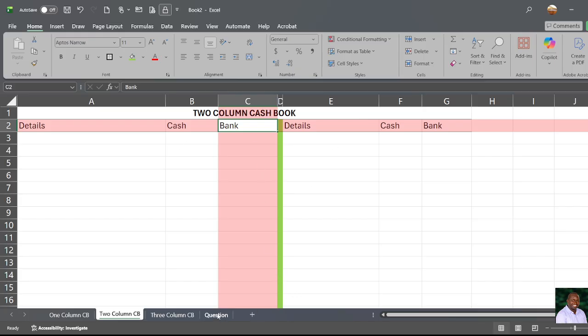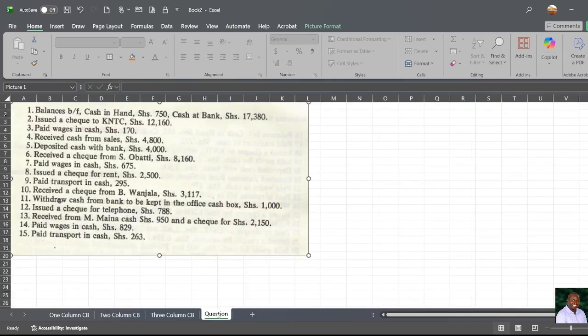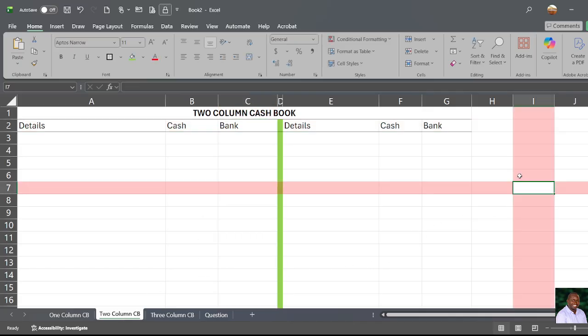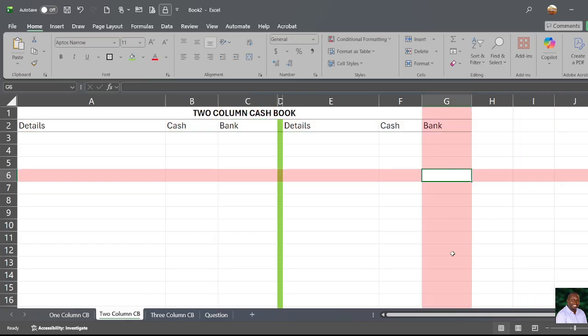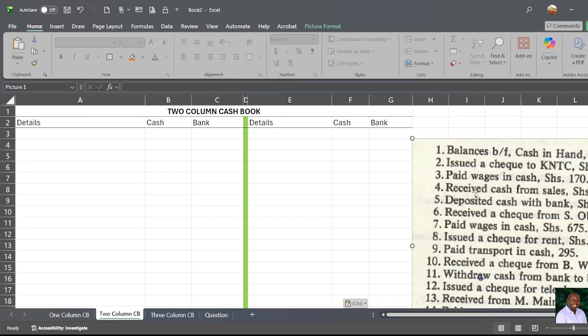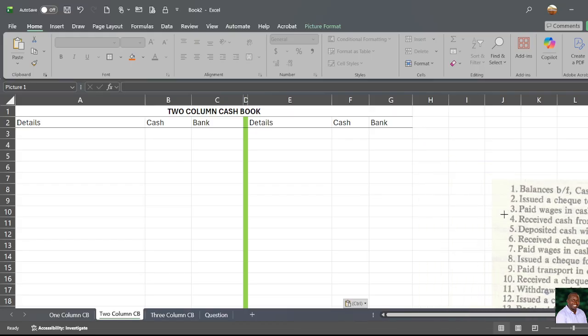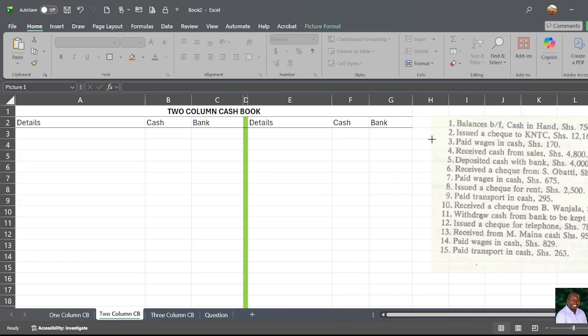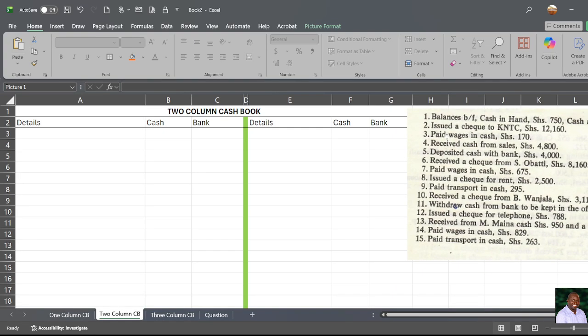So let me pick up this particular question. There's a question here. Let me just pick it up and bring it down here, and put it on the side somewhere here. Let me try to reduce this a little bit, then I paste it here. So we have this question. Just picked it up, just reducing it so that I can be able to work on it here.